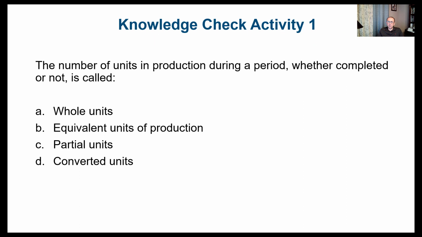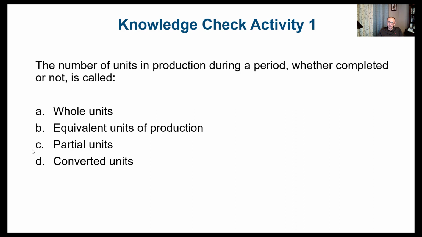Now let's try a knowledge check. And again, this is just to check our knowledge for some of the concepts. So what is the number of units in production during a period, whether completed or not? What do we call it? Do we call it whole units? Do we call it equivalent units of production, partial units, or converted units?